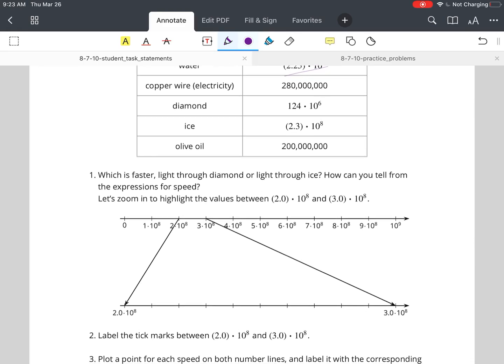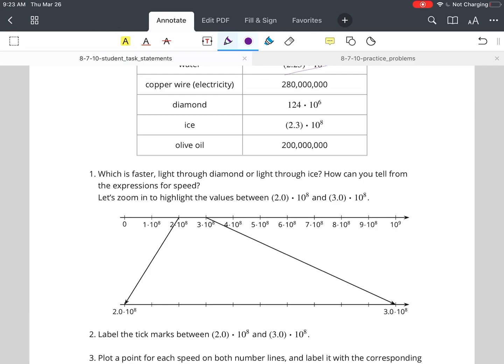Okay, so which is faster? Light through diamond or light through ice? So does it travel faster through diamonds? Can't draw diamonds. Or through ice? Ice. Ooh, I'm losing my voice there.